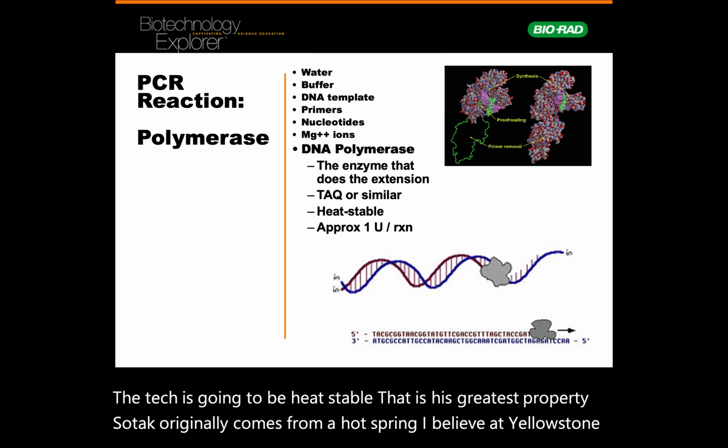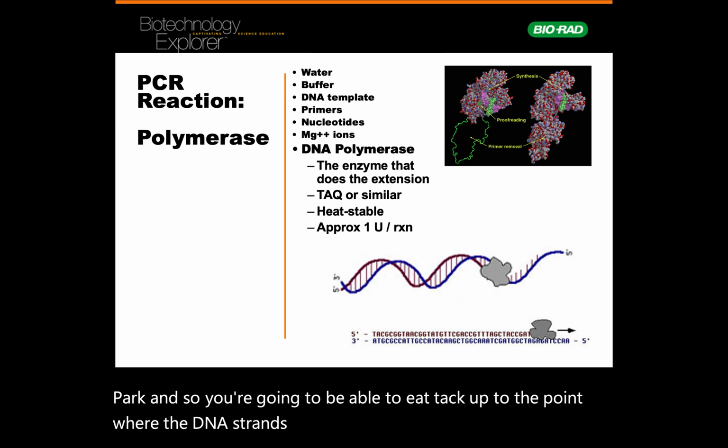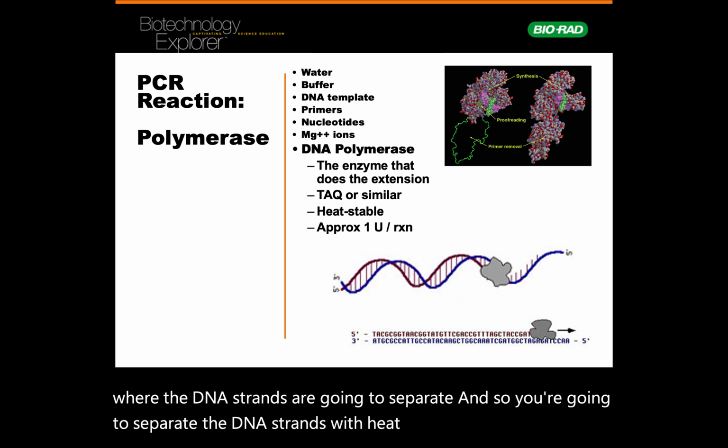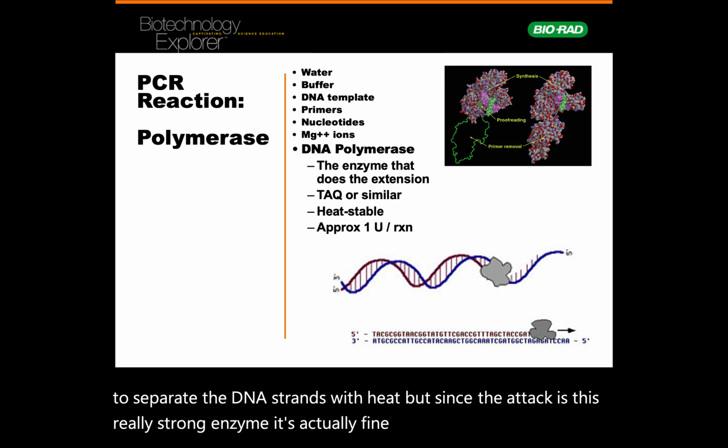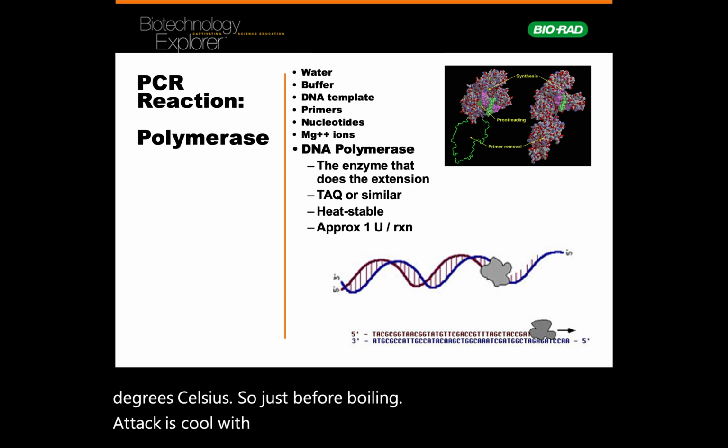And so you're going to be able to heat Taq up to the point where the DNA strands are going to separate. And so you're going to separate the DNA strands with heat. But since the Taq is this really strong enzyme, it's actually fine if you heat it up to 95 degrees Celsius, so just before boiling. Taq is cool with that. And that's what makes Taq work. That's what makes PCR work.